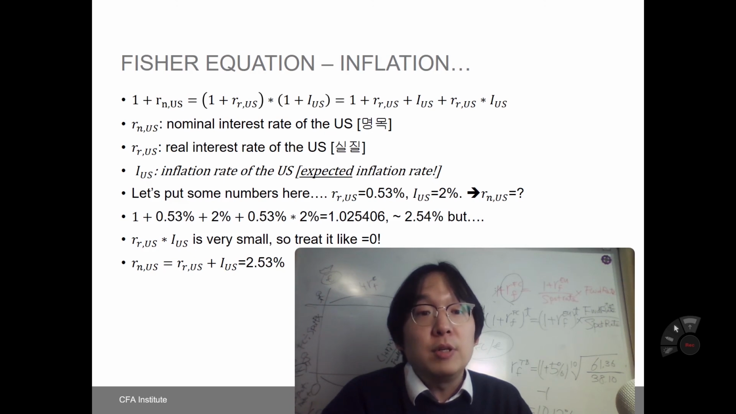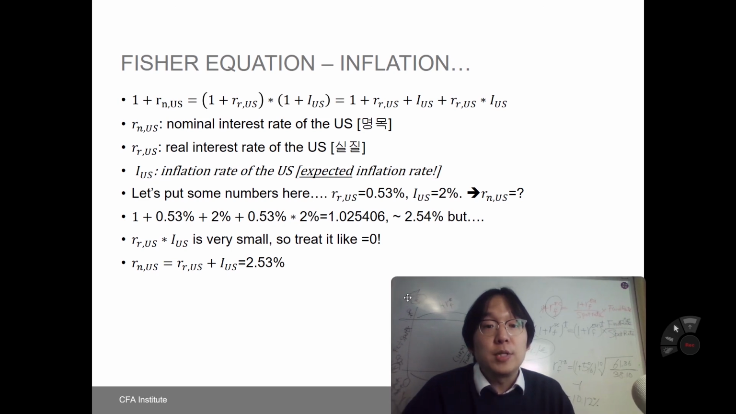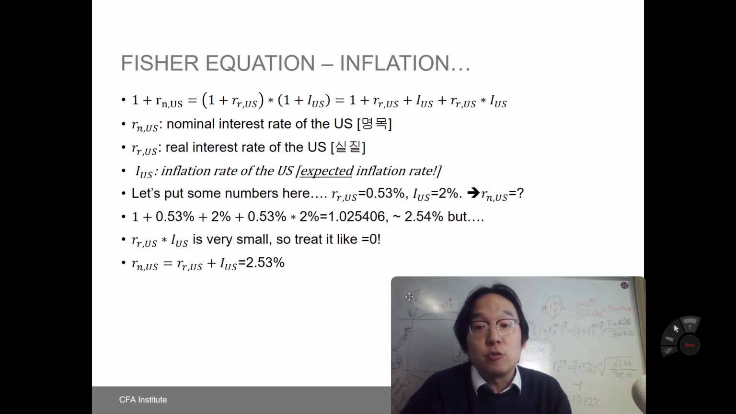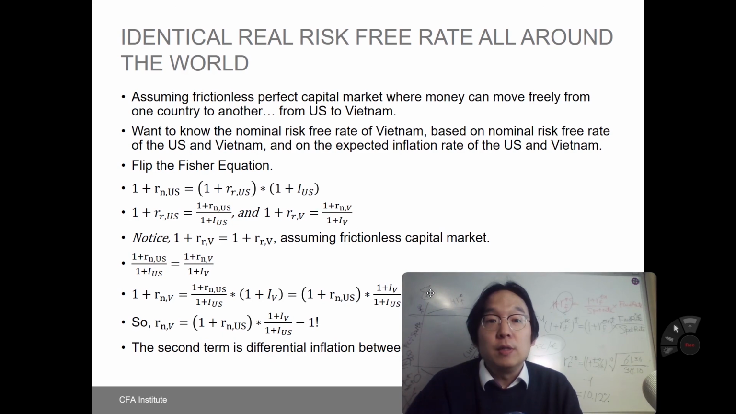And then real interest rate versus inflation rate. The relation is shown over here, and the inflation rate should be expected inflation. Let's put some numbers here. Real interest rate is 0.53%, and inflation rate is 2%. Then you can figure out the nominal interest rate of the United States, which is 2.54%. But the inflation rate times the real interest rate is very small, so treat it like 0, and then you will end up with 2.53%, which is not much different from 2.54% in the first place. So that's the Fisher equation.